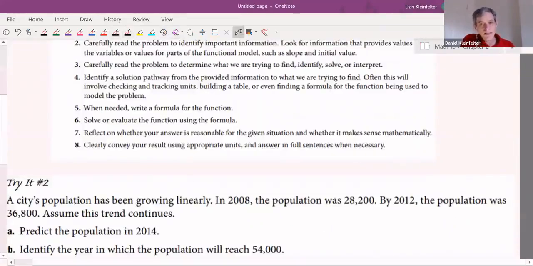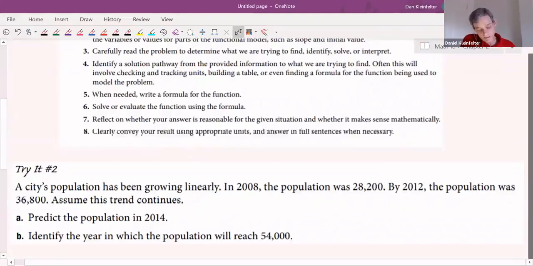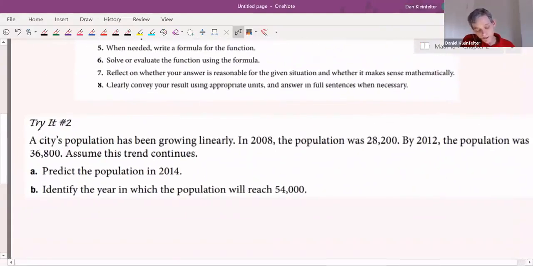I think it'd be a good idea to go ahead and try some examples at this point. So let's do that. Here's our first one. This is from our textbook. It says a city's population has been growing linearly. Everything in this section is going to be linear, so you don't have to worry about that. In 2008, the population was 28,200. By 2012, the population was 36,800.